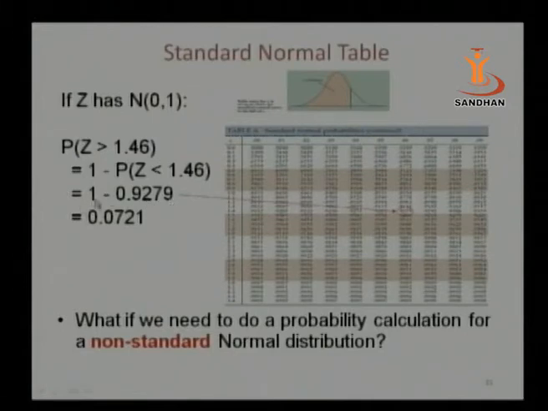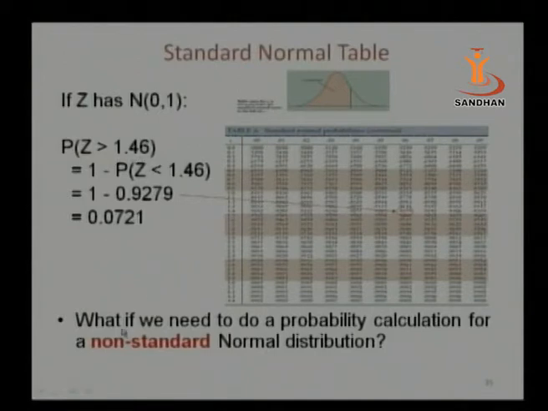So this calculation gives that the probability of z greater than 1.46 is nothing but 0.0721, or in percentage, if you want to conclude, just multiply it by 100, so it will become 7.21%. So 7.21% of the observations will be the area under the curve for probability z greater than 1.46.